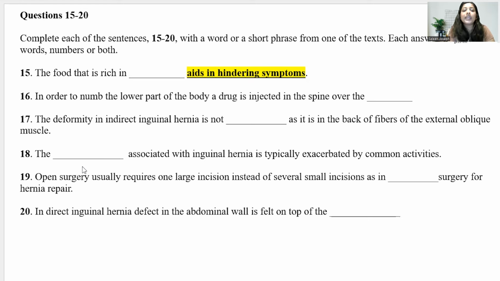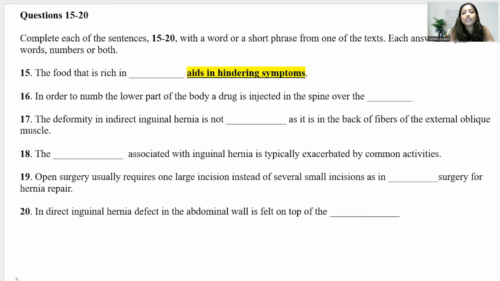Okay, 18th. The dash associated with inguinal hernia is typically exacerbated by common activities. Common activity. Done? Yes, ma'am.